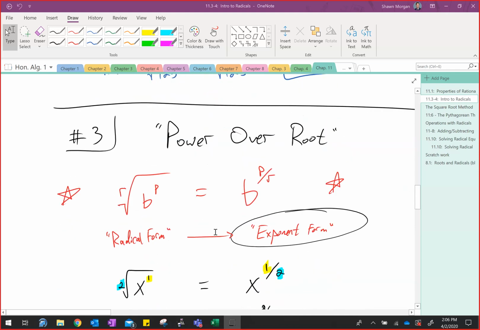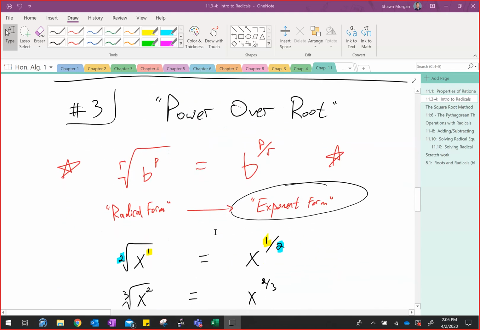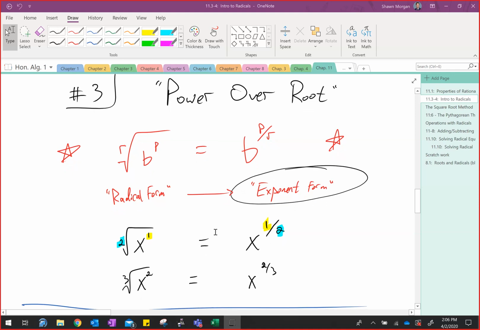Today I'm going to introduce the third rule. The third rule I refer to is the phrase that pays. I've got it in quotes up here on my screen: power over root. If you can remember this phrase, power over root tells us how to convert something from what's called radical form into exponent form.